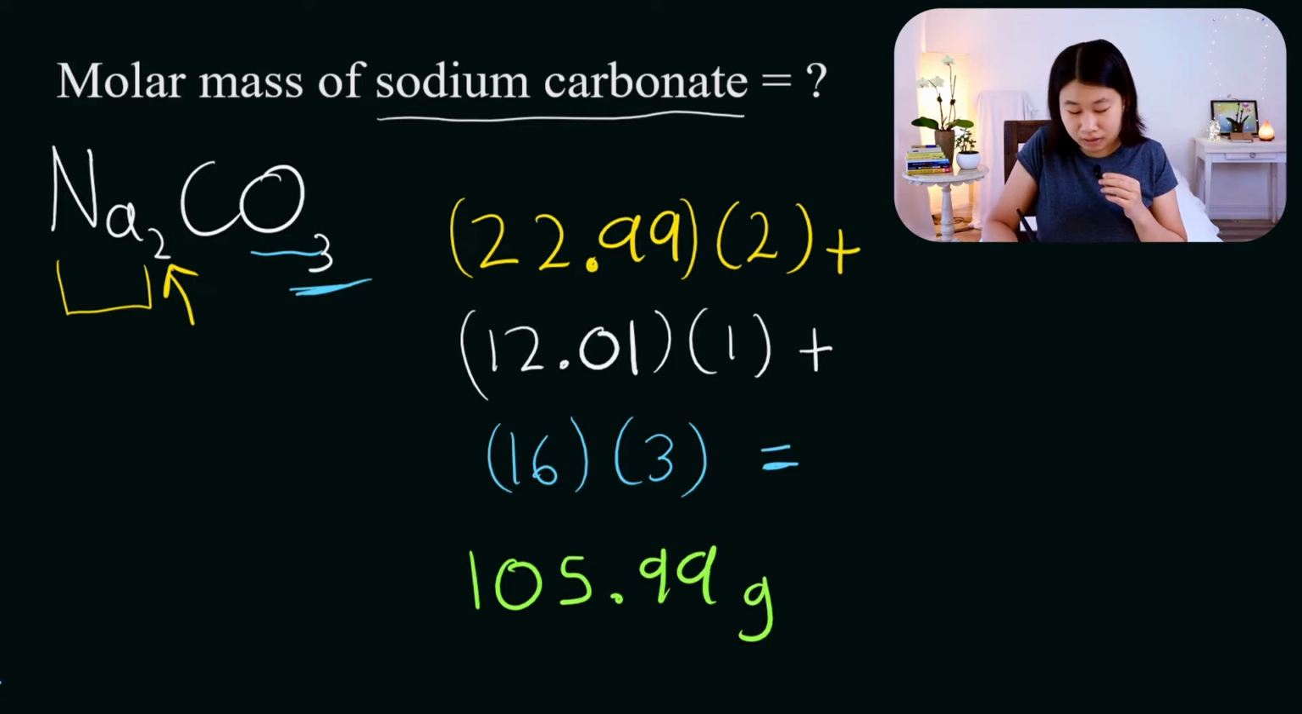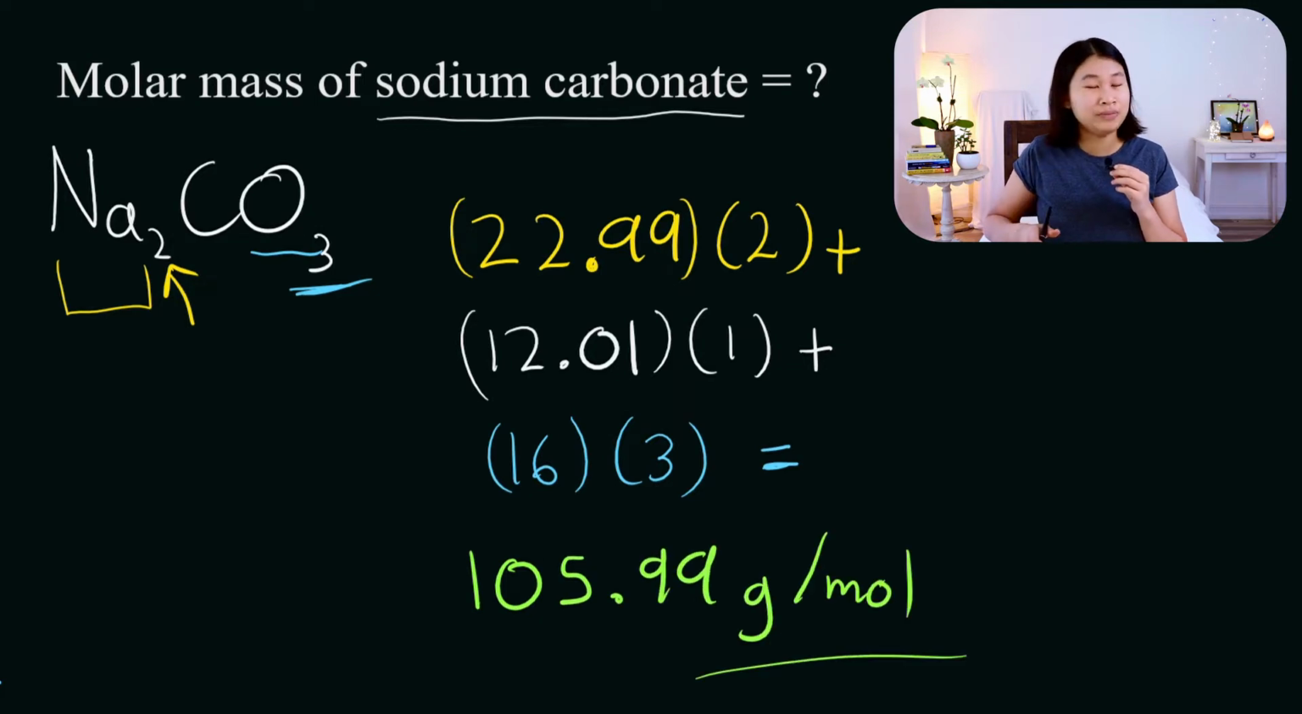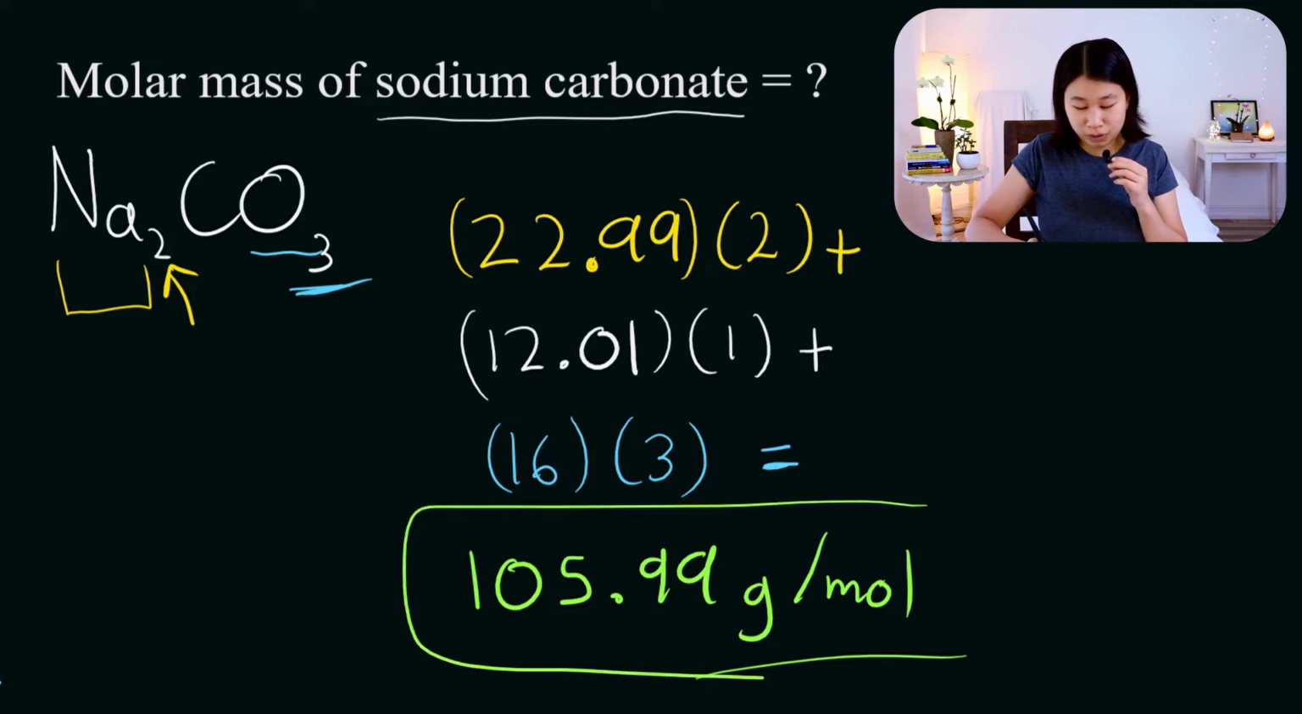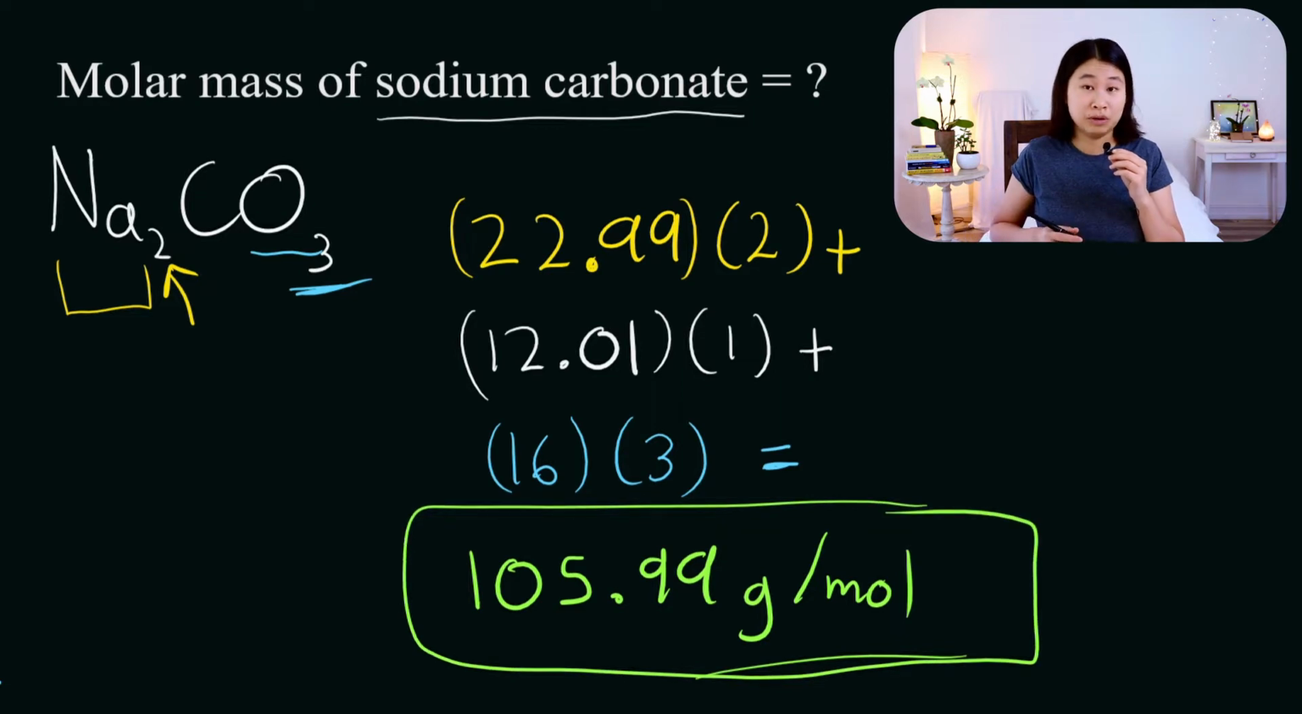105.99 grams per mole. The notation here, grams per mole, is simply based upon the definition of molar mass, meaning that in 1 mole of sodium carbonate, there are going to be 105.99 grams of sodium carbonate. Alright, and so in the end, 105.99 grams per mole is going to be our molar mass.